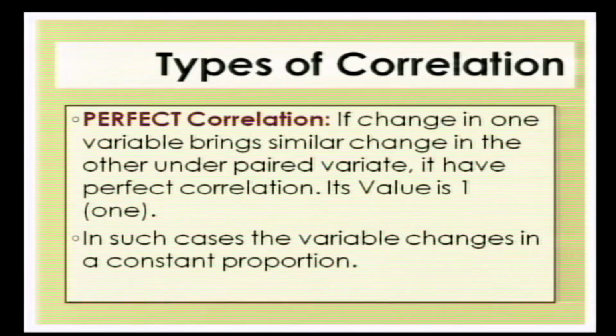Another, just opposite term is perfect correlation. What do we mean by perfect correlation? If the change in one variable brings a similar change in the other variable which is paired with the first variable, this is called perfect correlation, and the value of perfect correlation is 1. So when a change in a variable brings a constant change in another variable, there is no variability in the change of the other variable's score. If there is no variability, it is constantly changing with the one variable. This is called perfect correlation. But both situations are most idealistic.